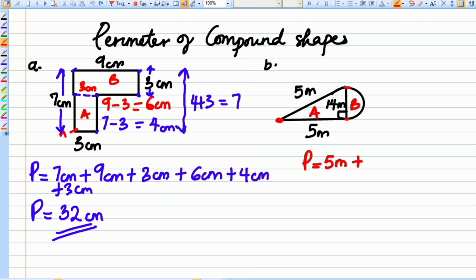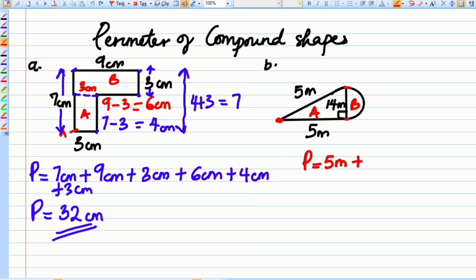Now I want you to take note of something. This 14 meter is not on the external part of this shape. When we're talking about perimeter, we are talking about the distance measured externally around the shape. So these internal dimensions are not going to be added in the perimeter. Please take note of that. So this 14 is not going to be added because it's internal. We're measuring the distance externally around the shape.